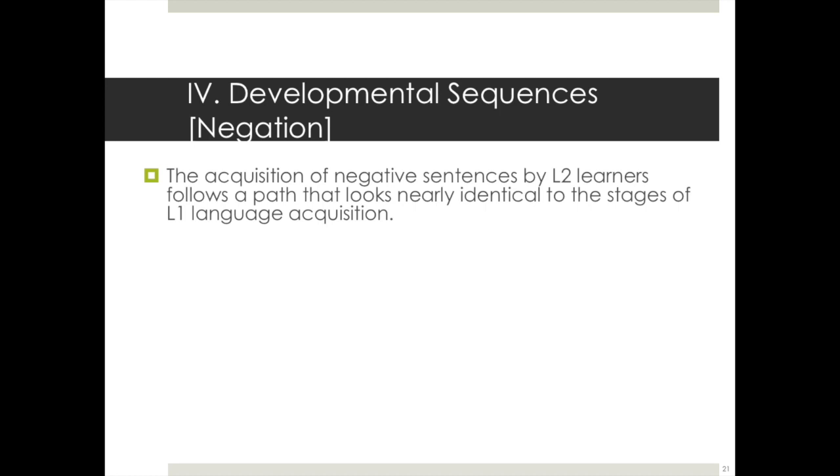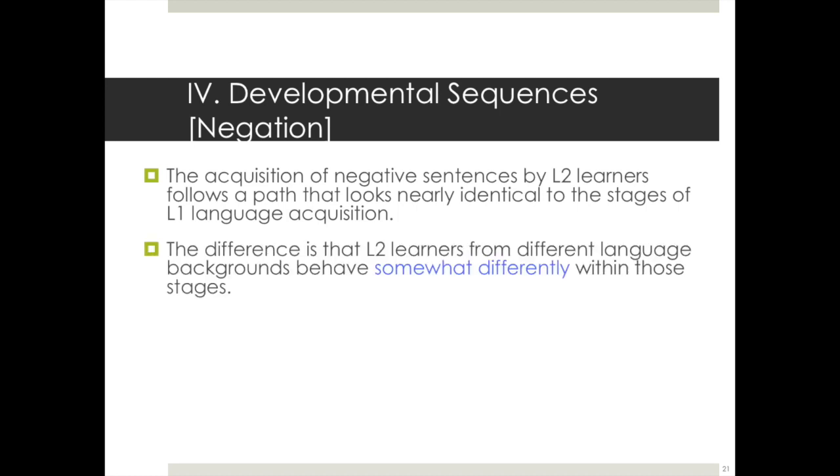Now, if we talk about negation, and look at how learners acquire the different phases in learning negation, the acquisition of negative sentences by second language learners follows a path that is pretty much identical to the stages in first language acquisition. However, sometimes this may be a bit different depending on the nature of the first language. There might be languages which have a different system, a different typology of negation, but consistently the acquisition of negation is systematic, and across all different first languages it is pretty much similar.